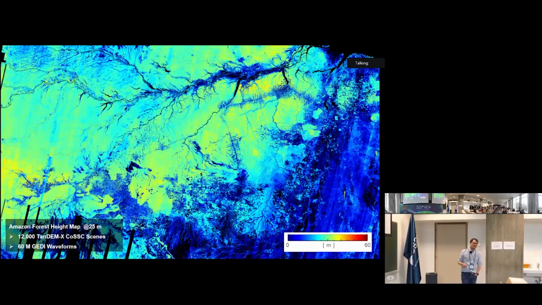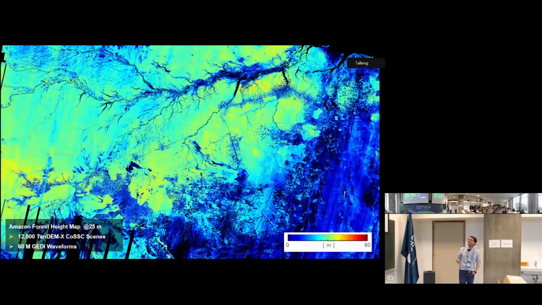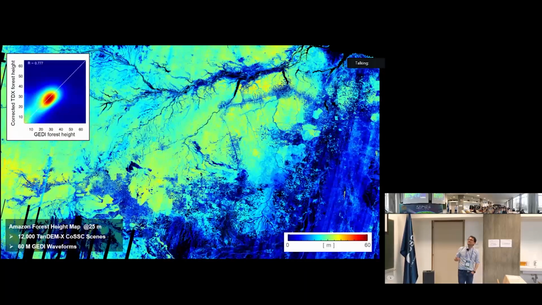Of course, you can still try to use the GEDI heights to compensate for biases, but even without doing this, you get something of this kind, which is still consistent. And here again, this is a comparison between the GEDI heights and the TanDEM-X heights. At least on this large scale, you have no relevant biases, and the standard deviation is in line with what you would expect. Of course, this doesn't change the fact that you may have biases at smaller scales.